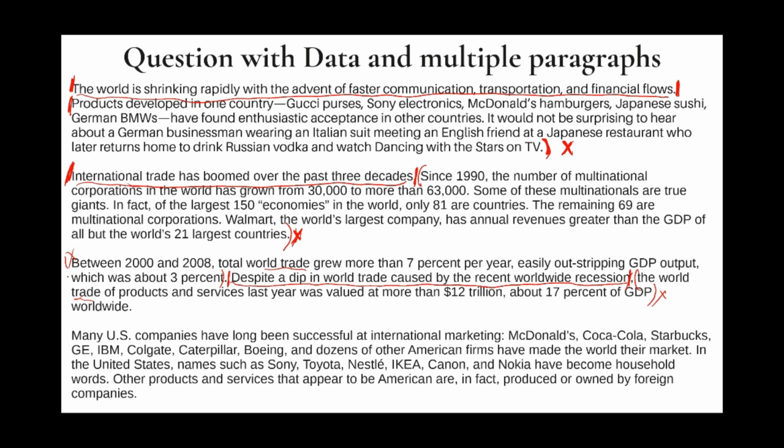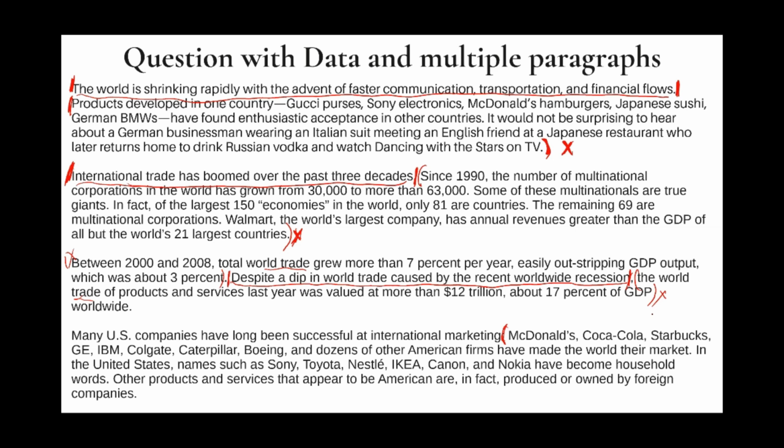Let's go down. Many US companies have long been successful at international marketing. McDonald's, Coca-Cola, Starbucks, GE, IBM, Colgate, Caterpillar, Boeing, and dozens of other American firms have made the world their market. Okay. To be very honest, if I was to consider something from here, I actually don't need these things, isn't it? Don't you agree with me? So these are all examples: McDonald's, Coca-Cola, Starbucks, GE, IBM, Colgate, Caterpillar, Boeing. As I said, they're all nouns, but they're all examples.